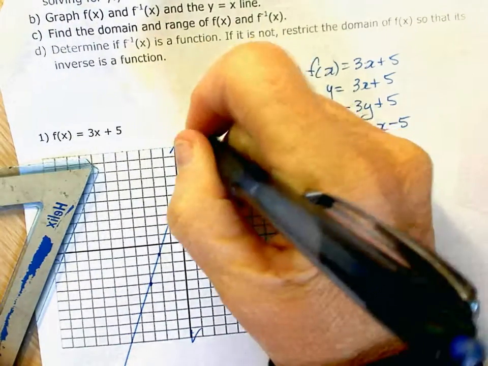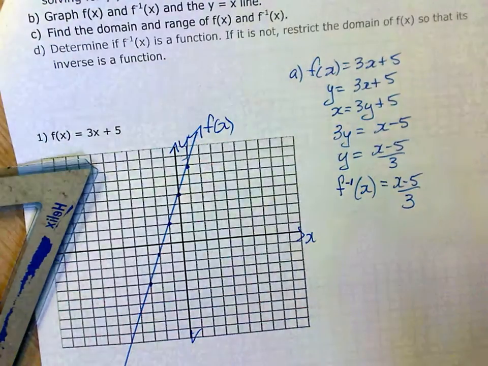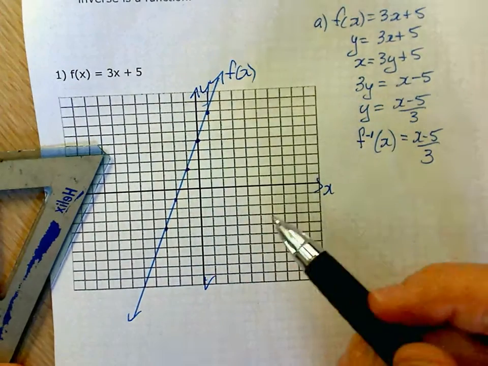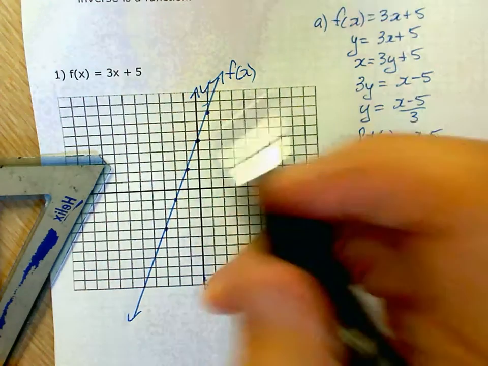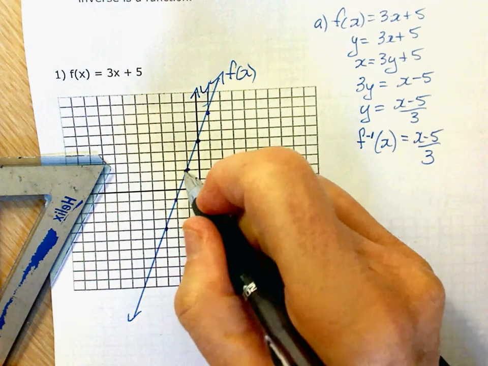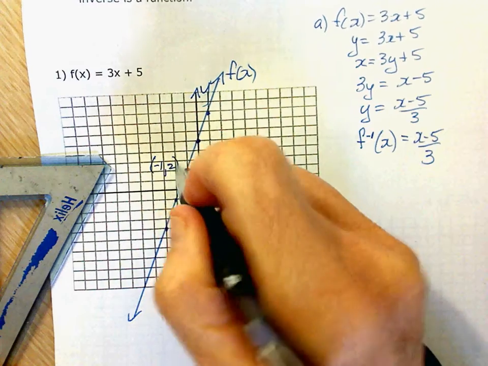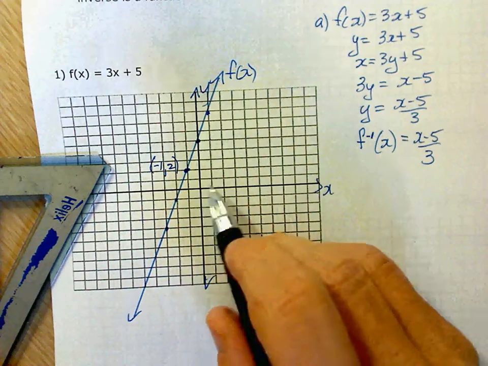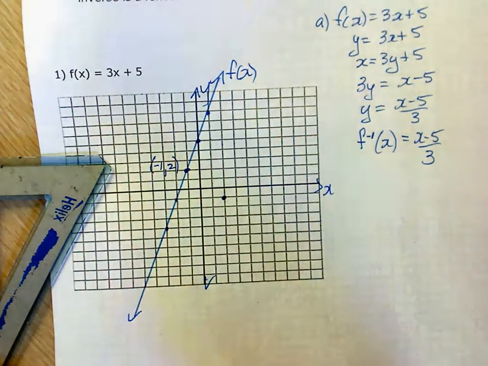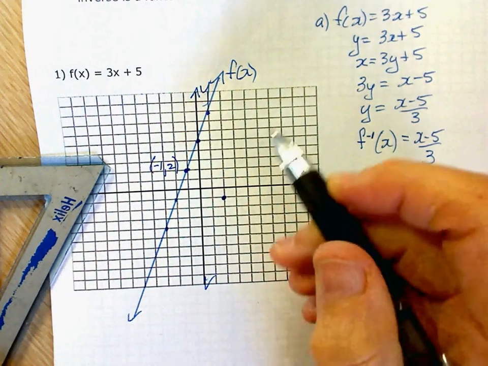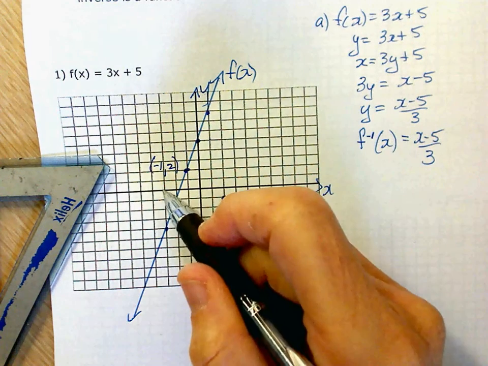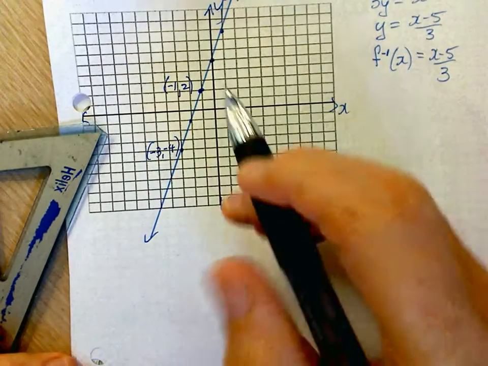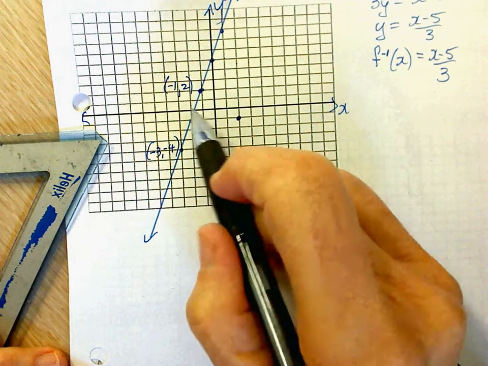So this is f of x. Okay. Now, the easiest way to draw the inverse is, well, this point here is negative 1 comma 2. So its inverse will be 2, negative 1, because x and y are swapped. That's the inverse of that point. This point is negative 3, negative 4, so the inverse will be negative 4, negative 3.